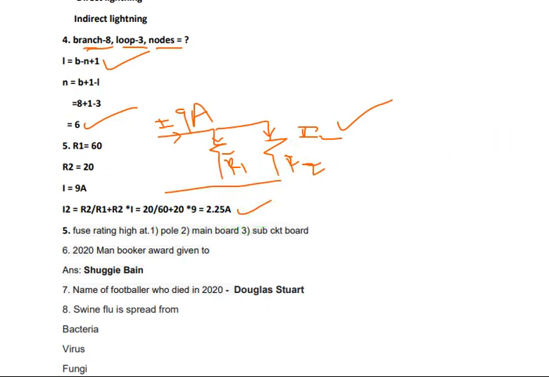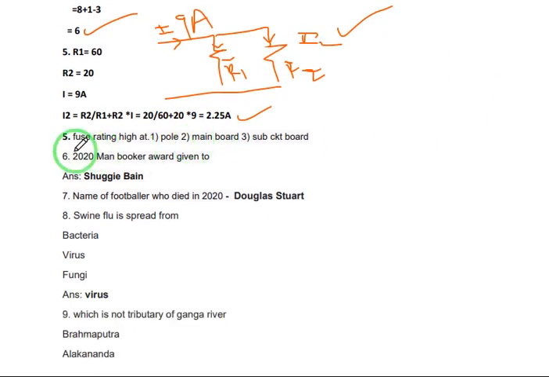Next, fuse rating is high at pole, main board or sub-circuit board. Here are the options: fuse rating is high at what? Pole, main board or sub-circuit board. If you know the answer, just answer in comments.